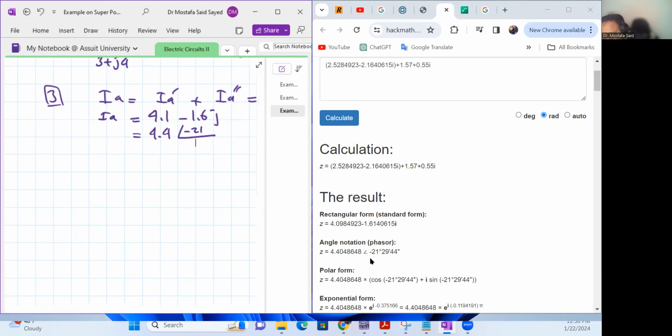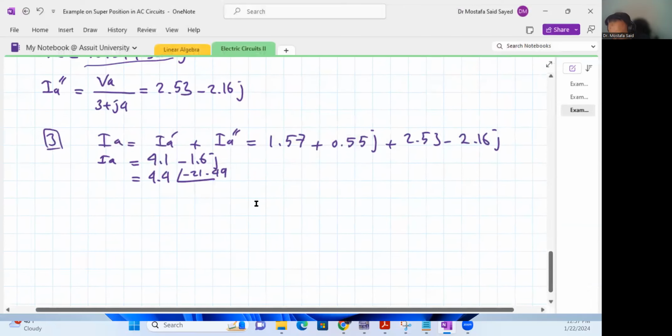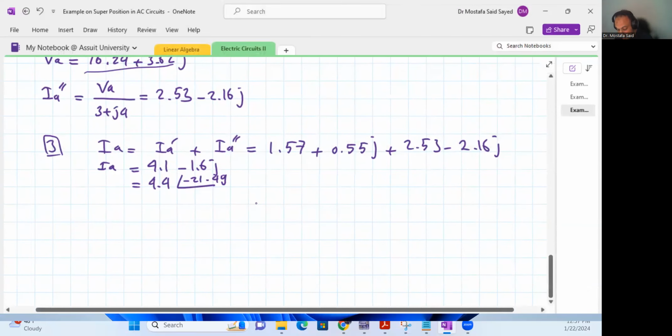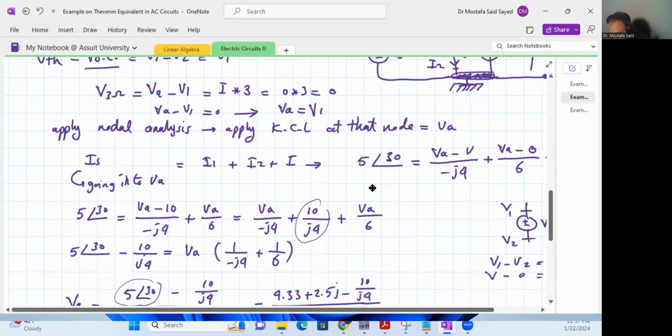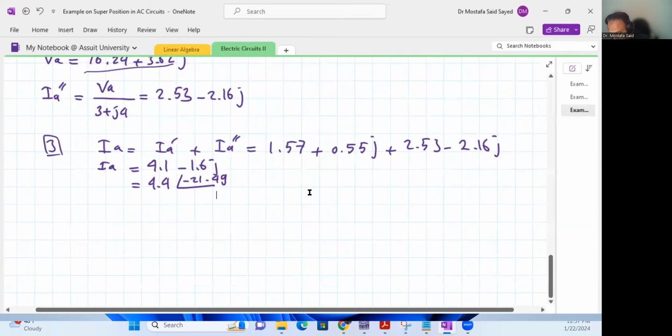Again, it gives you the angle in degrees, minutes, seconds. You go down a little bit and you're going to find the decimal form of it: minus 21.49. Let's review again. I know that is the correct answer, but let's review. So we get here 4.4 angle minus 21.49. Let's review the Thevenin. The final answer was 4.4 angle minus 21.43. Very close, right?